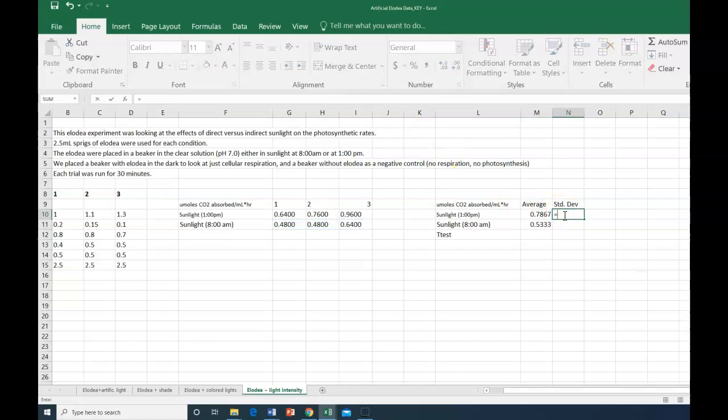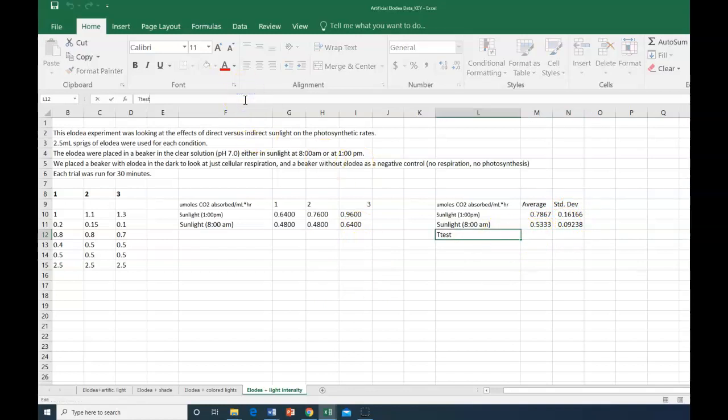Then we're going to figure out standard deviation. So again, you hit equals standard deviation. Go ahead, double click on that, highlight your 3 numbers. Then we will copy and paste. Okay, so now I have my averages, my standard deviations, and I also need to do a t-test.